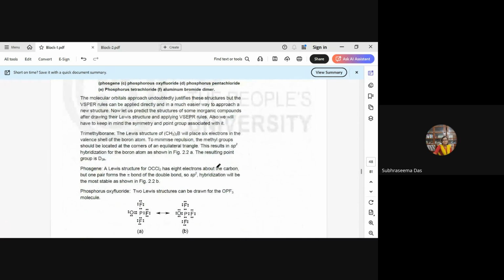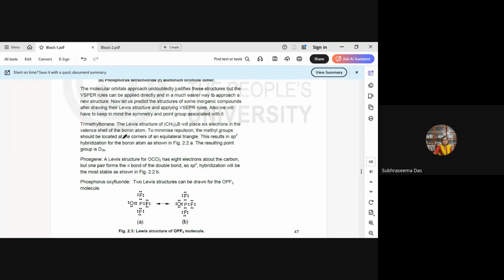The molecular orbital theory, MOT, is the most accepted theory to justify the structures, or the geometry, of different types of molecules. But the VSEPR rules can also be applied directly, and it is much easier to predict the geometry of the molecules. So let us predict the structures of some inorganic compounds after drawing their Lewis structures and applying the VSEPR rules.